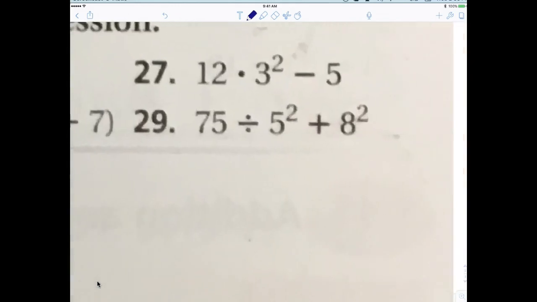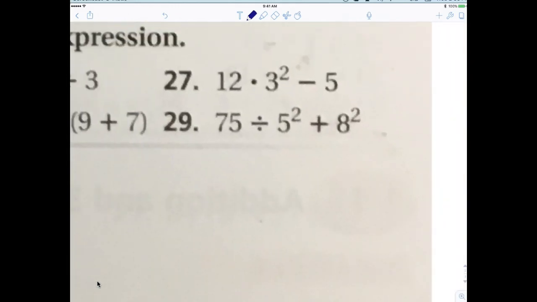So, tell me about 27. What do I have to do first? So if we do 3 squared first. That's right. What's that? 3 times 3, which is 9. Good. Then what? If we multiply 12 times 9. You're awesome, buddy. What's 12 times 9? Now let's do mental math on this. Stop. Mental math. What's 9 times 10? 9 times 10 is 90. 9 times 2? 9 times 2 is 18. 90 plus 18. 108.